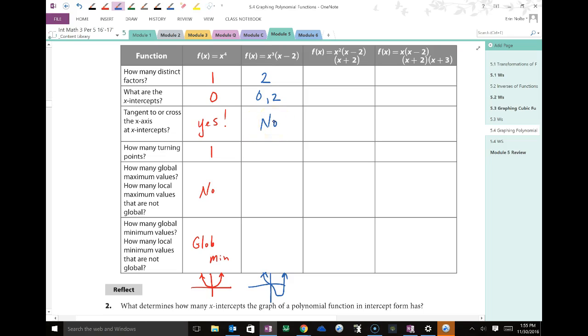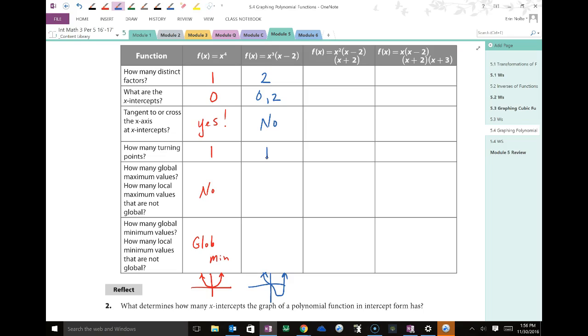Does it have a turning point? Yes. How many? 1. One turning point, because there's only a minimum. This right here still decreases the whole time. Decreasing, decreasing, decreasing, decreasing. Now it goes increasing. So there's one turning point, only one right there at the very bottom.